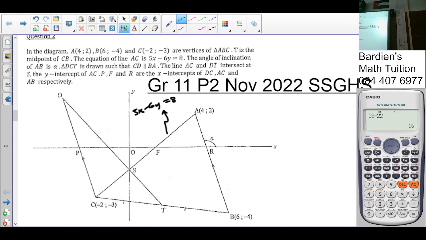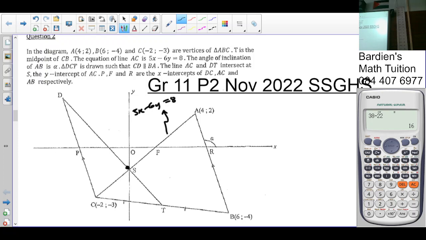Line AC and DT intersect at S. And then we also say the y-intercept of AC is P. Am I reading wrong? The line AC and DT intersect at S, right? Then the y-intercept of AC.